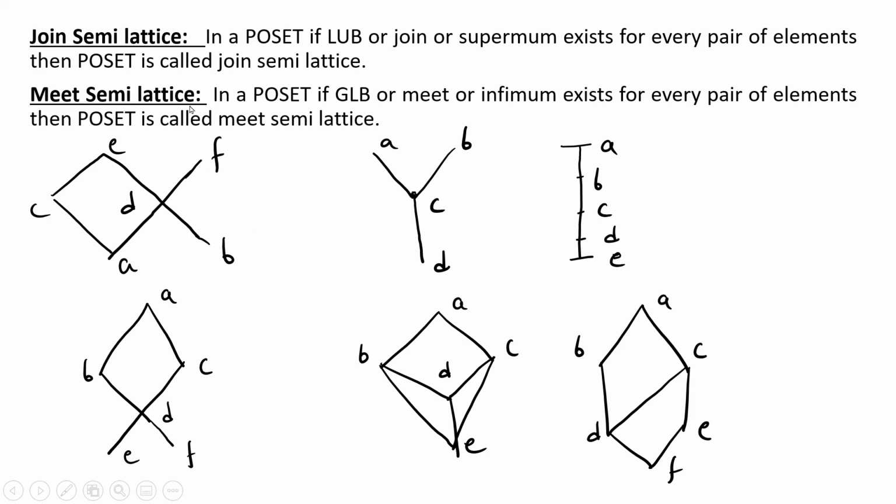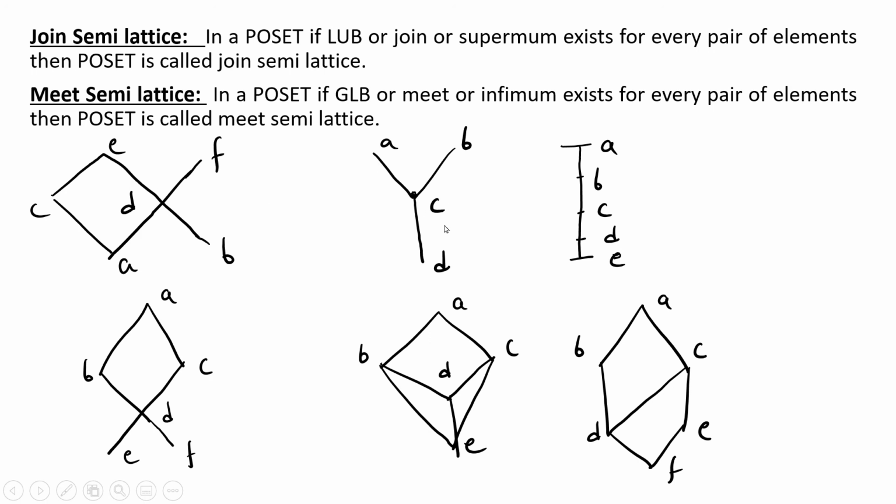Let's check for the meet semilattice. In a poset, if the greatest lower bound, or meet, or infimum, exists for every pair of elements, then the poset is called a meet semilattice. So let's check for A, B. There is no lower bound for A, B. So that's why there is no GLB, greatest lower bound, for the A, B pair. So that's why this is not a meet semilattice.